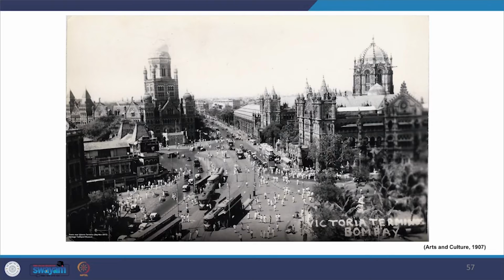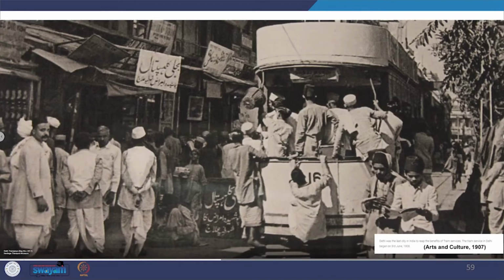In 1907, Bombay Electrical Supply and Tramways Company, BEST, purchased Bombay Tramway Company Limited, and Bombay City received its first electric tram. People welcomed the electric tram with much pomp and enthusiasm. Delhi was the last city in India to reap the benefit of tram services. The tram service in Delhi began on 3rd June 1908.